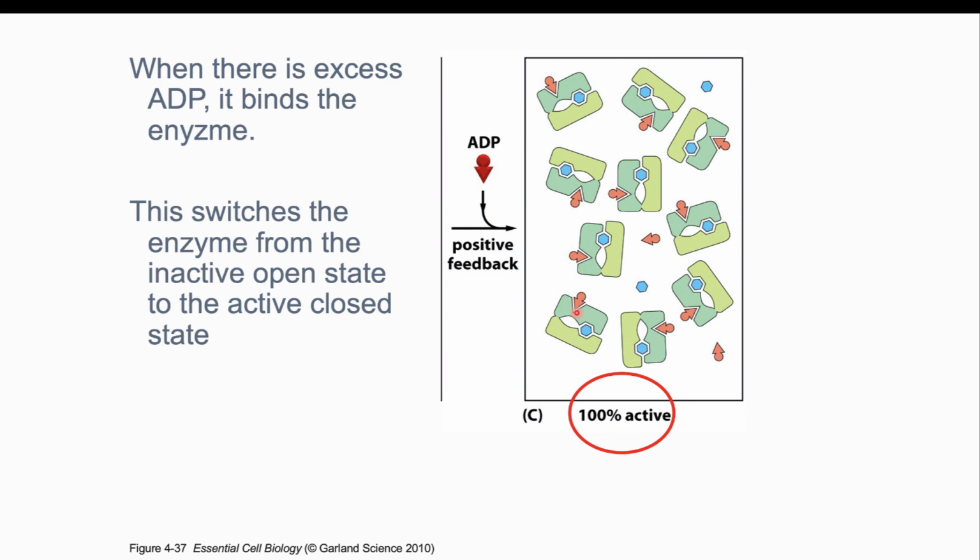So again, this is allosteric regulation, but the difference is that the allosteric regulator is activating the enzyme rather than inactivating the enzyme. What's in common? Binding at an allosteric site, causing a conformational change, and that conformational change is affecting the active site.